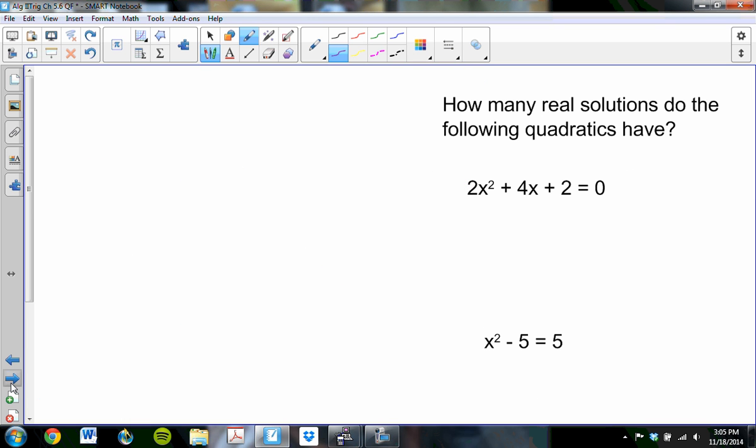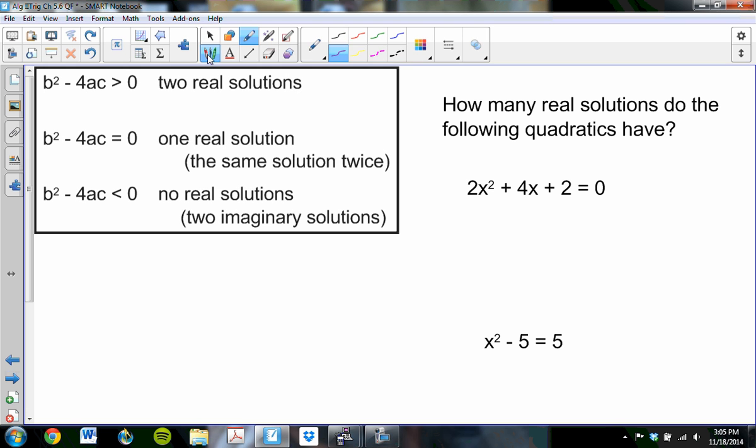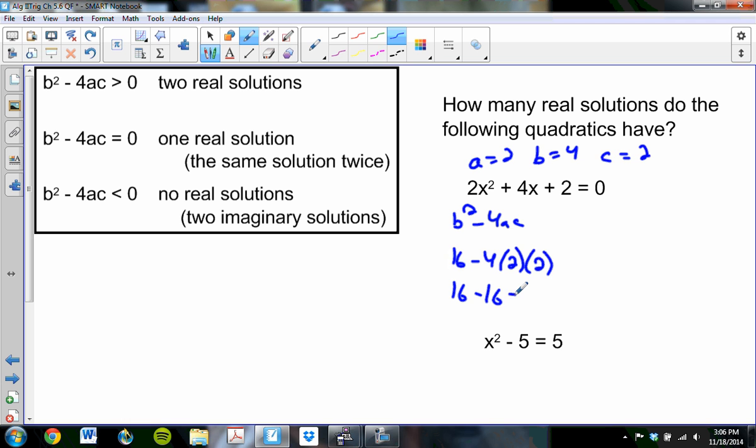So if I want to find how many solutions there are based on the discriminant. A is 2, B is 4, C is 2. B squared minus 4ac becomes 16 minus 4 times 2 times 2, which is 16 minus 16, which is 0. This has one real solution.